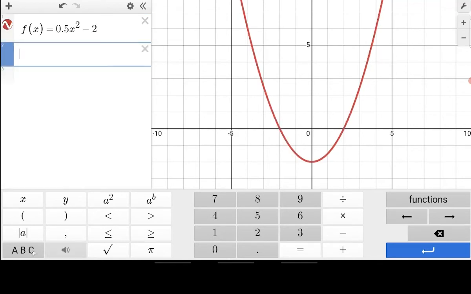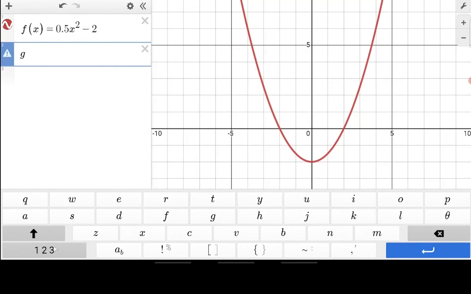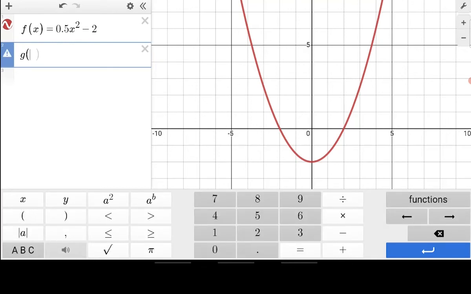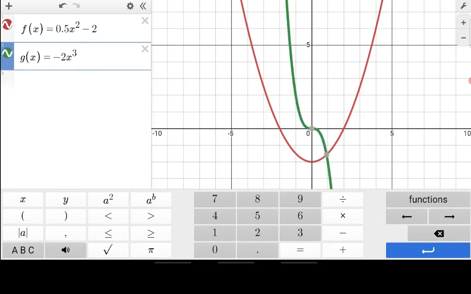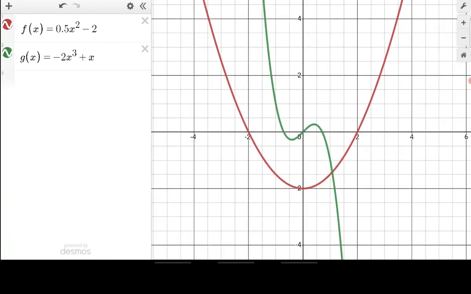For the other function, we have alphabet again, g, and we can use any letter really. It's just the name of the function. g of x, parentheses, is equal to negative 2x cubed. To do the cubed part, we go to the button right here that is a to the power of b, and then it puts the cursor in the exponent, so we just hit 3. Then to get out of the exponent, you can just hit the arrow key, and now we're back down on the base level, and then we add plus x. And if we look, this is the function that we have here.